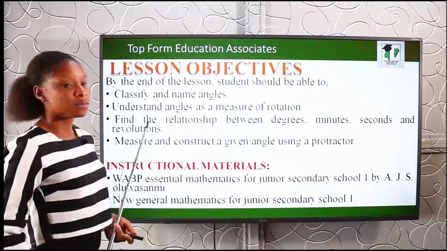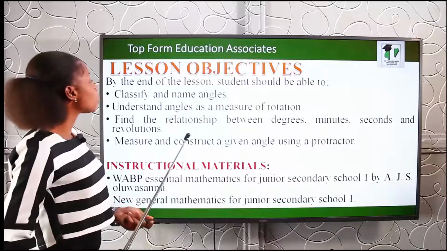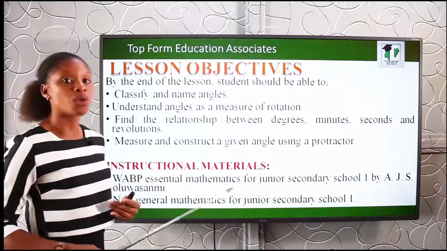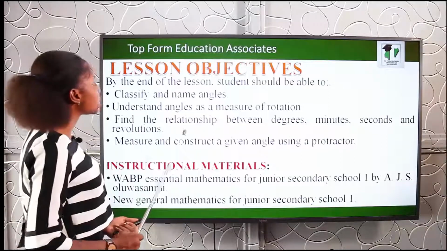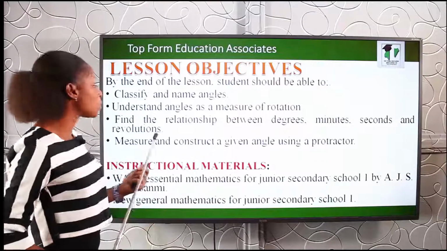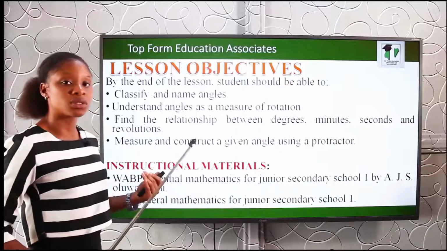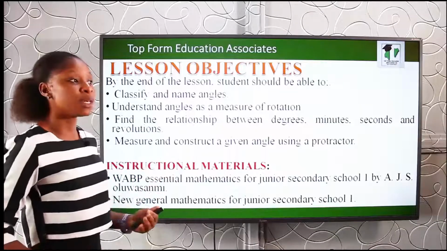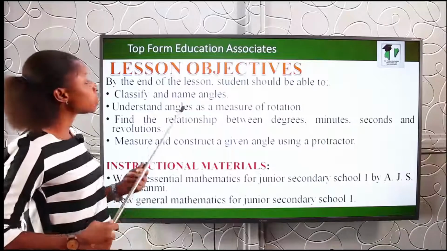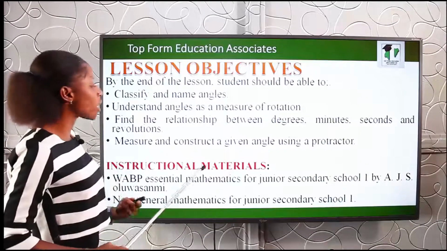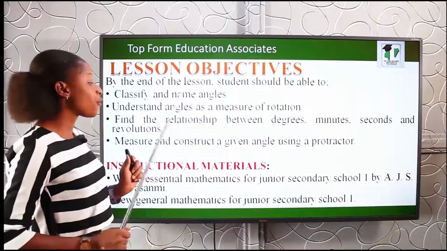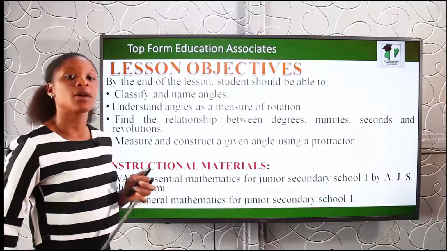Our lesson objectives. By the end of this lesson, you should be able to classify and name angles. You should be able to understand angles as a measure of rotation. You should be able to find the relationship between degrees, minutes, seconds, and revolutions. Remember, we said a complete revolution is 360 degrees. A complete revolution can be a full turn or a rotation. And finally, you would be able to measure and construct angles using a protractor. So, for this lesson, we are going to be making use of a protractor.